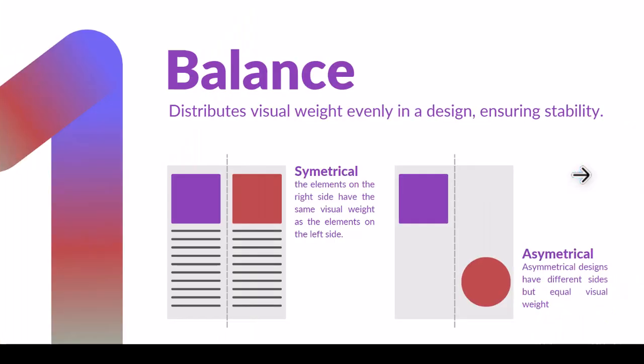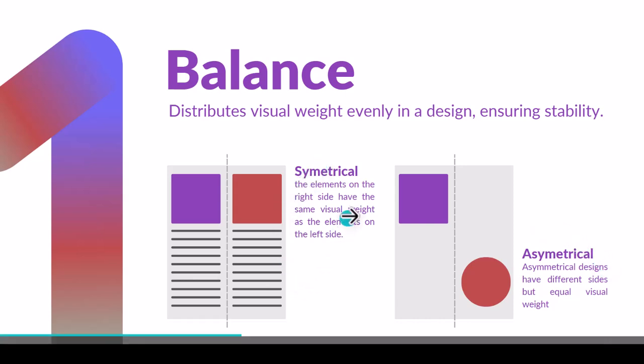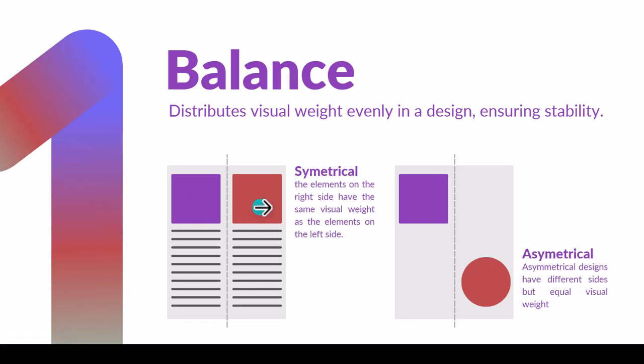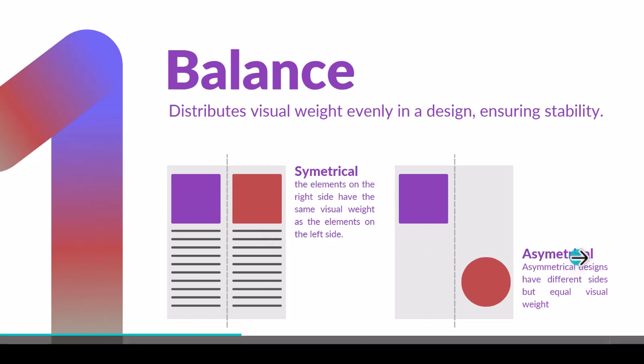The first I'll be talking about is balance, which distributes visual weight evenly in a design, ensuring stability. These are examples. We have two types of balance: symmetrical and asymmetrical. The symmetrical is where, as you can see, the elements on the right side have the same visual weight as the elements on the left side. These are different colors, but there's a balance. The balance is that they are all the same in size. As you can see, it has the same weight, the same size. That's a balanced visual element because this is symmetrical.